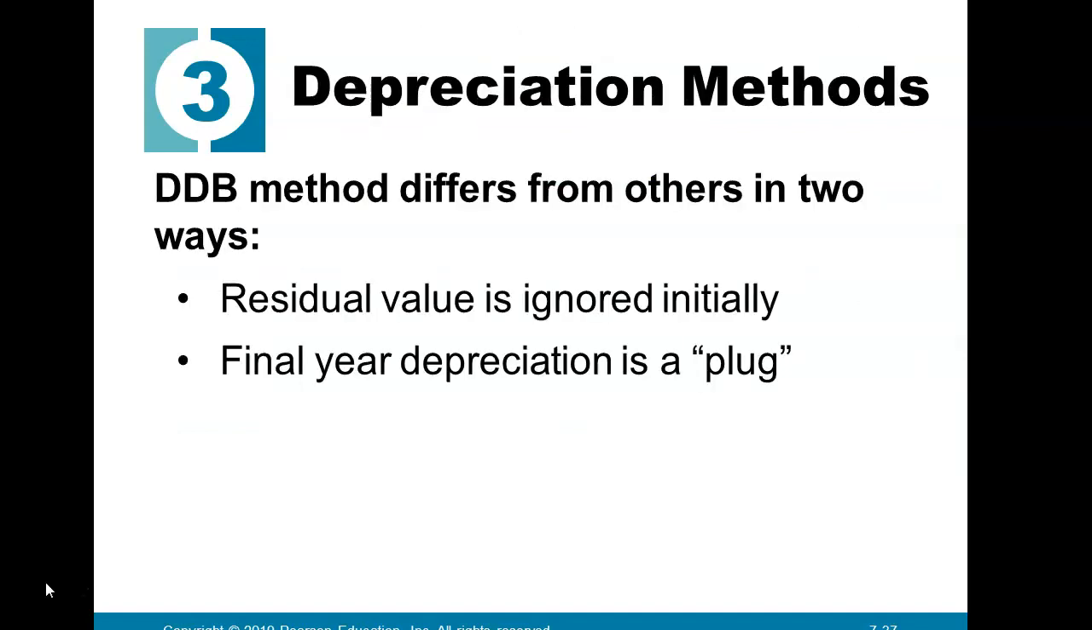So the DB method differs from the other two. Obviously, the residual value is going to be ignored, and the final depreciation is going to be a plug. And a lot of times, the final depreciation might be a plug for a straight line.